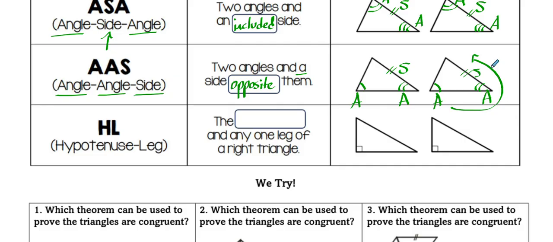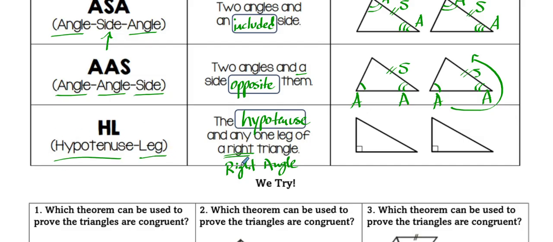The last one is called hypotenuse leg. So we need the hypotenuse and any one leg of the right triangle to be congruent. There's more built in there than it might seem. Right triangle also says that we have a right angle. We have a 90-degree angle in the triangle. So we really need three things, even though we only state two things.